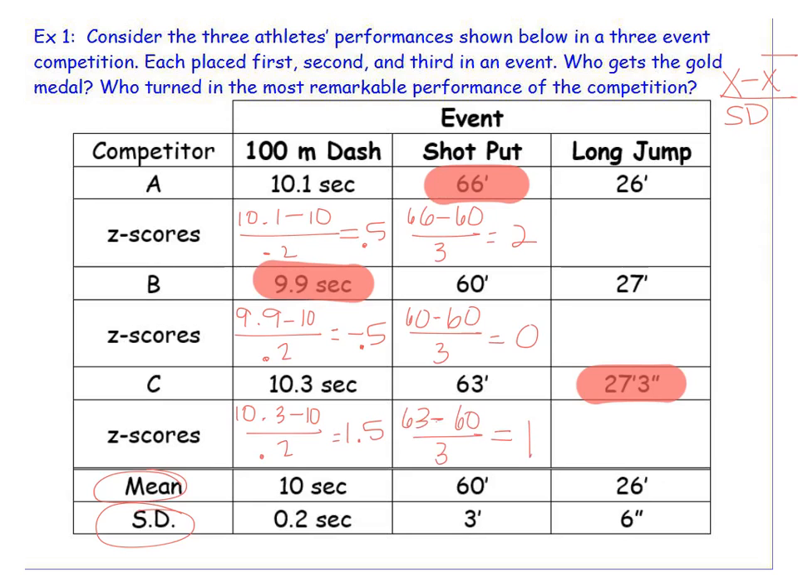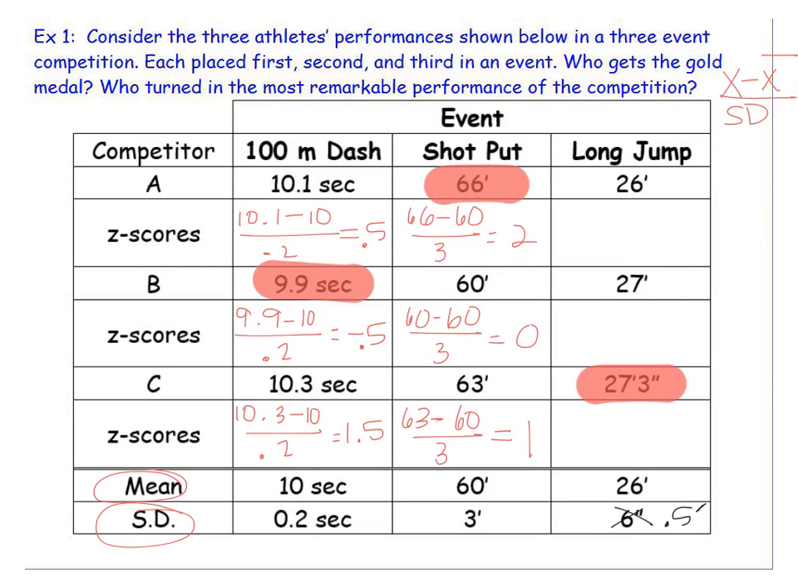Now, we have a problem with the long jump. You cannot have mixed units. You cannot have inches and feet. So we have to do a couple of conversions. Let's do the easy conversion first. 6 inches is how many feet? Well, there's 12 inches in a foot, so 6 inches is 0.5 feet.